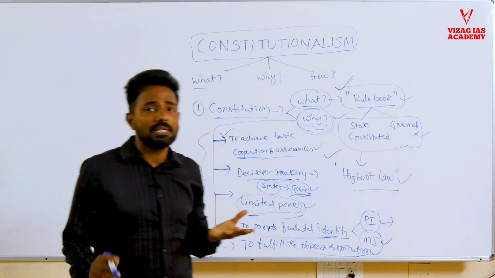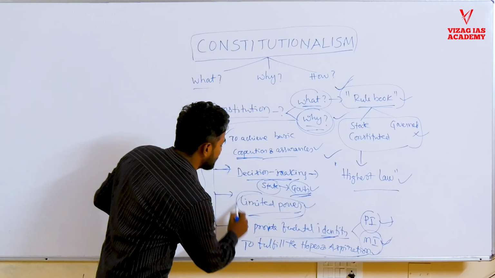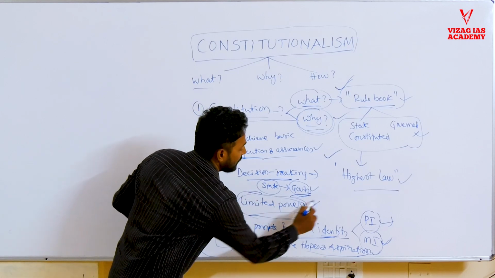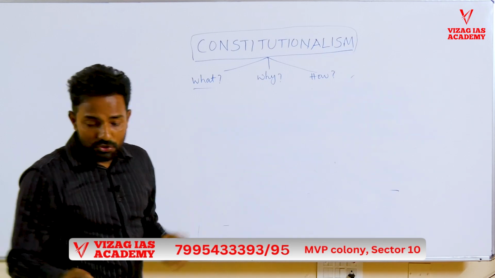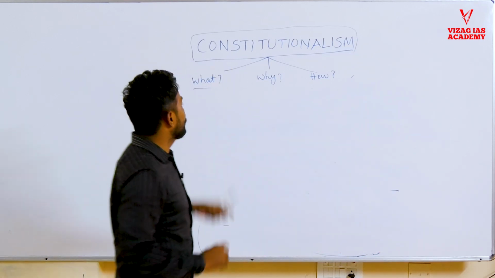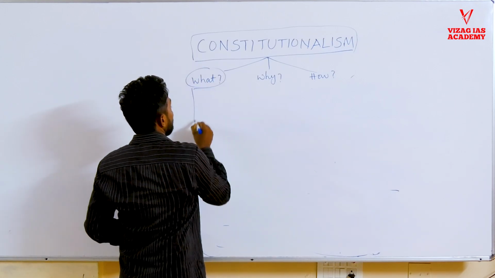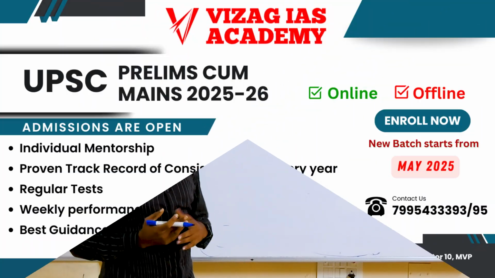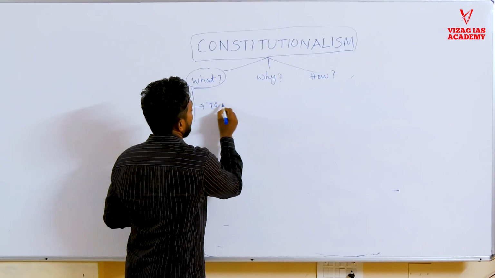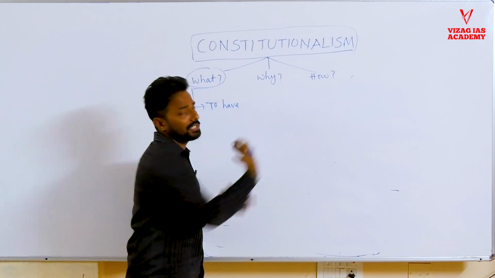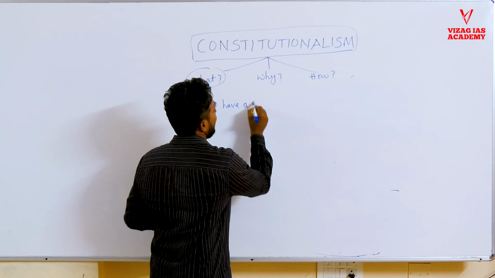Having a constitution is not equal to constitutionalism. Constitutionalism is slightly different. We will discuss it, but remember this point: limited power of the government or the state, which we will discuss under constitutionalism. Now come back to the actual concept: what is constitutionalism? In order to have constitutionalism, the first prerequisite is to have a constitution. We have just now seen what a constitution is.